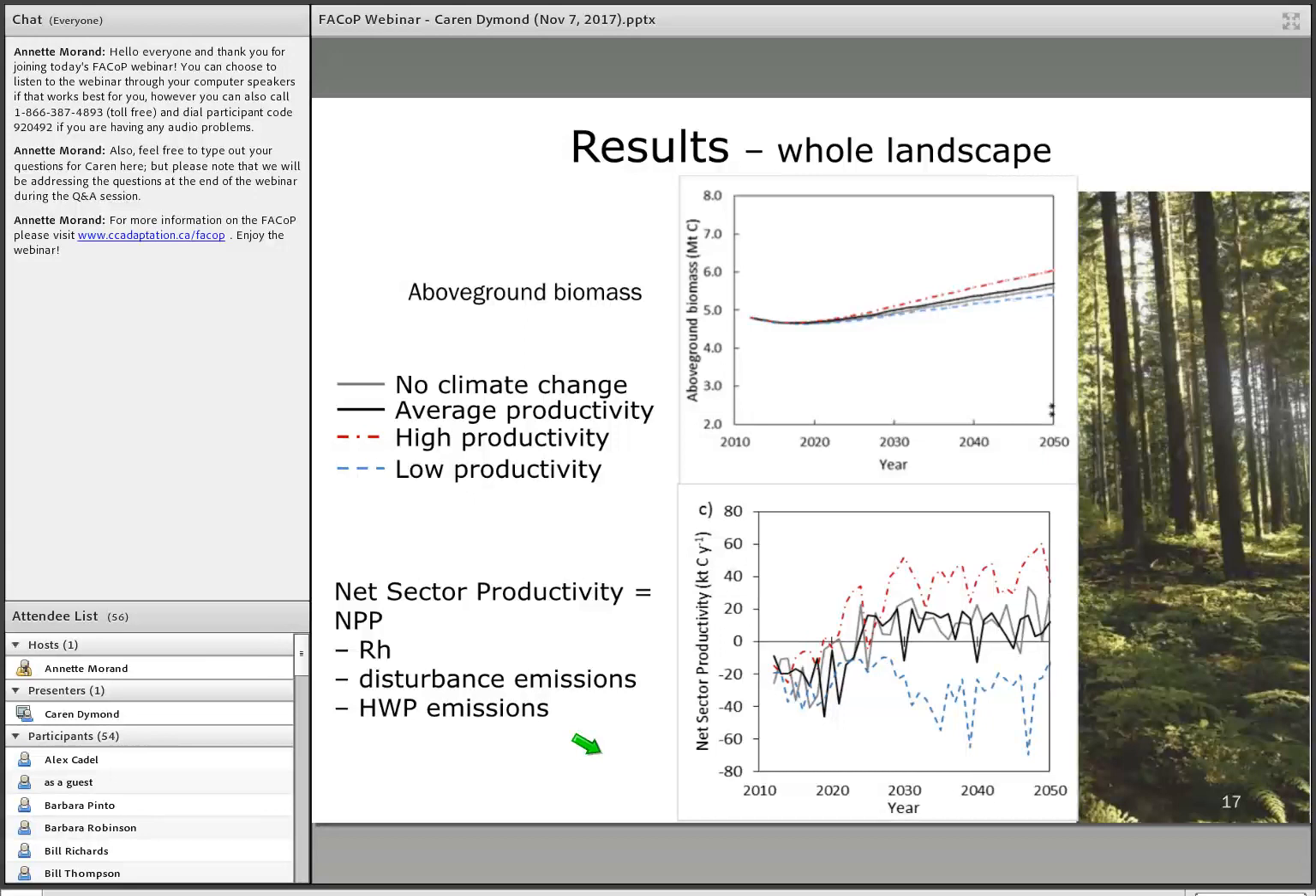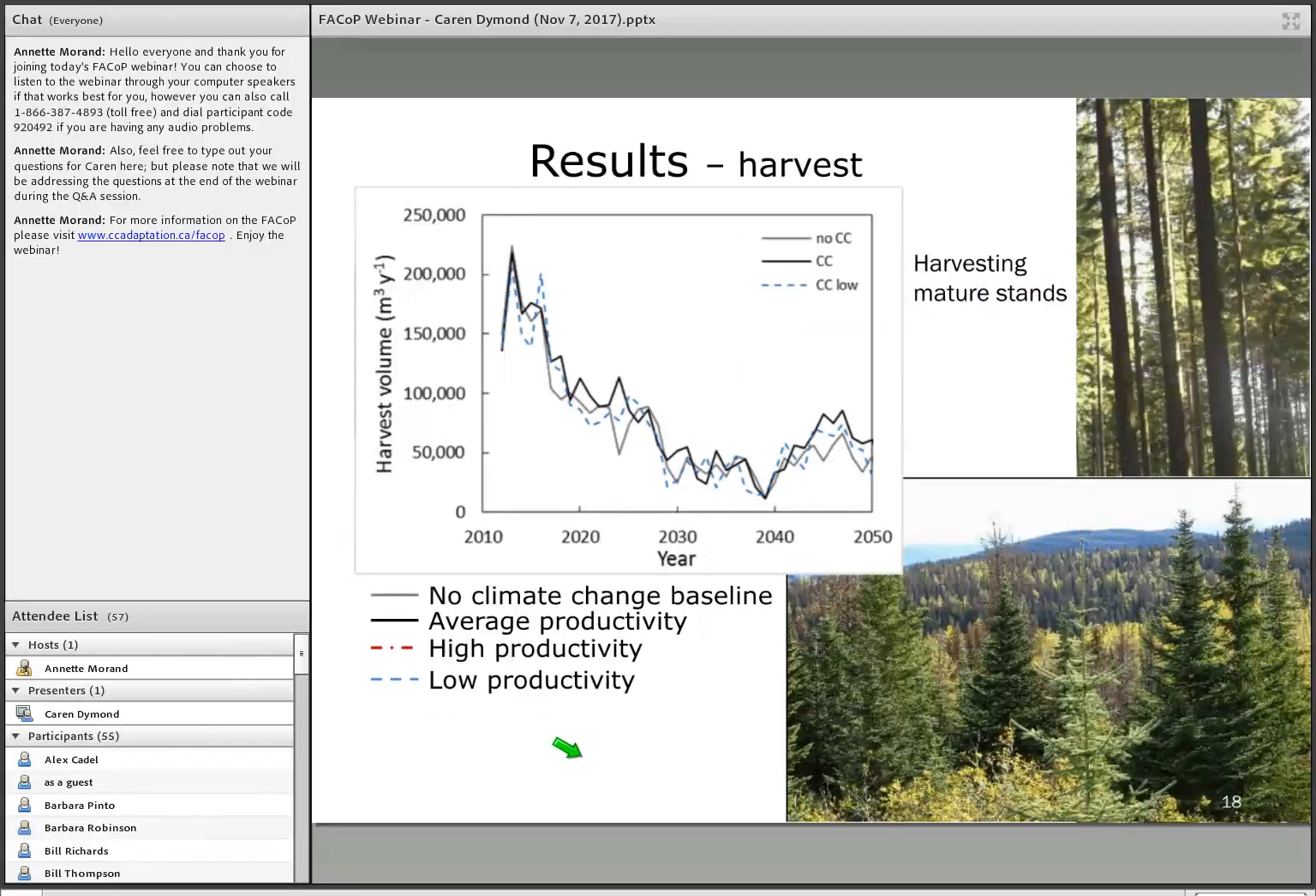I had a sneak peek at the registration list, so I threw in this graph with the net sector productivity. This is the carbon balance that takes into account storage in harvested wood products. So it's the net primary productivity minus the heterotrophic respiration, disturbance emissions, and emissions from harvested wood products. Here we see the no climate change scenario and the average productivity scenario largely overlapping and being small carbon sinks, but again there is a wide range of possible futures for the carbon balance of the whole landscape.